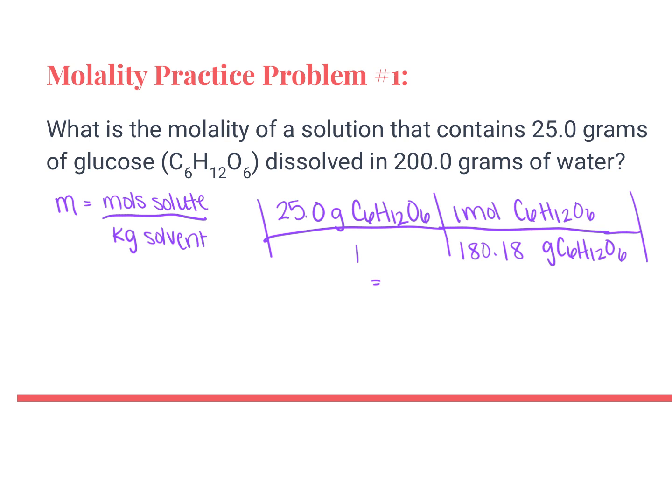Yeah, it should be 0.138. 0.138? Yeah, 0.138. 0.139, we'll round it up. Okay, so that's our moles. And then how much solvent or how much water is it dissolved in? 200. Okay, 200 grams. And what unit does that have to be in? Kilograms. Okay, so how do we get from grams to kilograms?